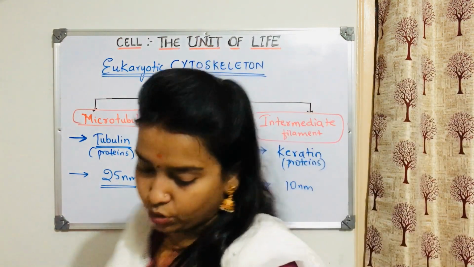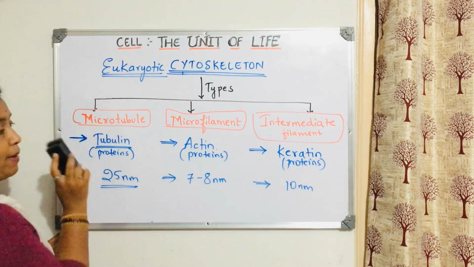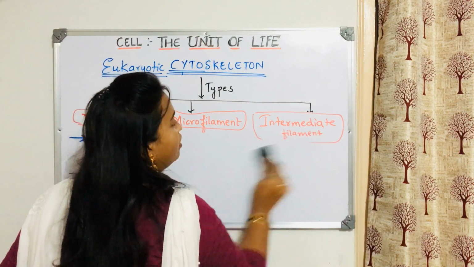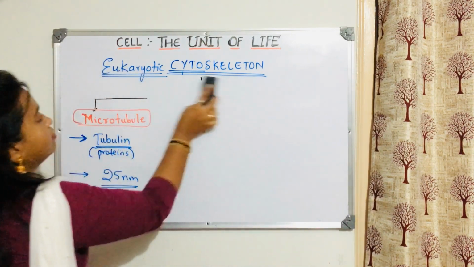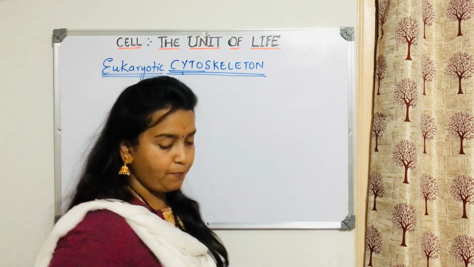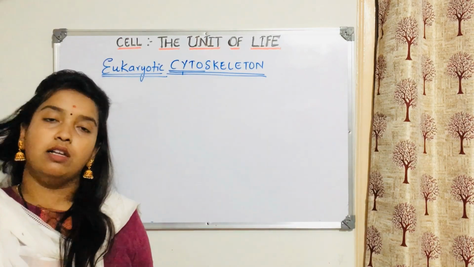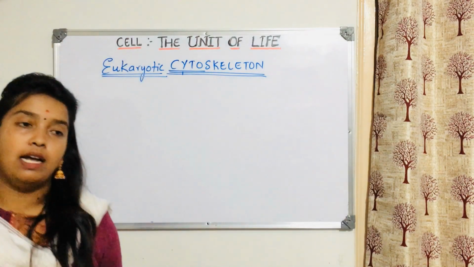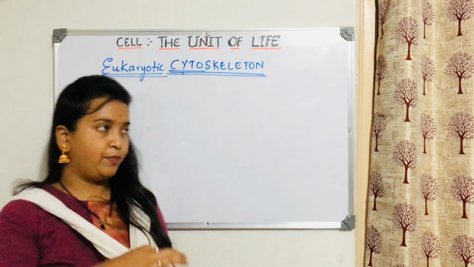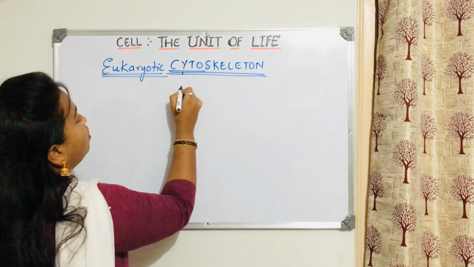Okay, so yes, we will see in detail now. First one we will see is microtubule, which is very important. Which are the 3 types of eukaryotic cytoskeleton? The first one is microtubule, and then comes microfilament, and then intermediate filaments. Now coming to the first one, that is microtubules.